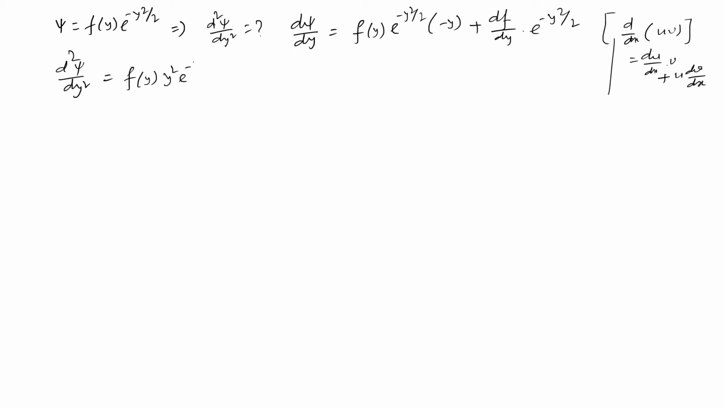So d²ψ/dy² can be written as f of y y square e to the power minus y square by 2 minus 2 df/dy into y e to the power minus y square by 2 minus f of y e to the power minus y square by 2 plus d²f/dy² e to the power minus y square by 2.